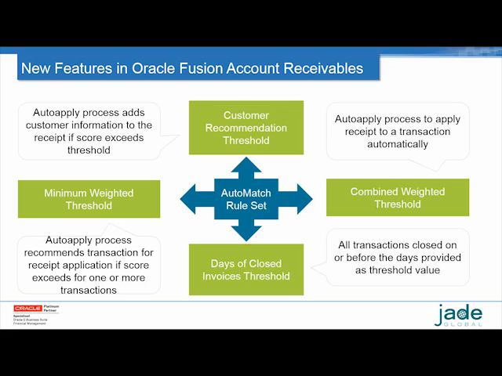And you have another one, the combined weighted threshold. This is also defined in terms of percentage, where the auto apply process applies the receipt to the transactions automatically. And the days closed invoice threshold is the number of days that you set up in the system, where all transactions closed on or before the days provided are considered. Once you set up these threshold values, smart receipts will apply receipts automatically, or it will recommend all open invoices with a calculated score to the user.